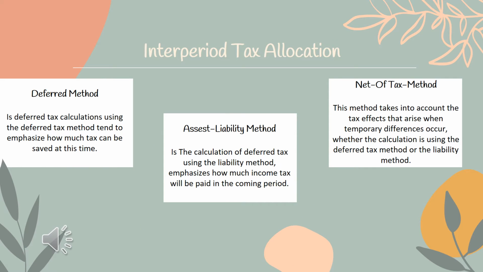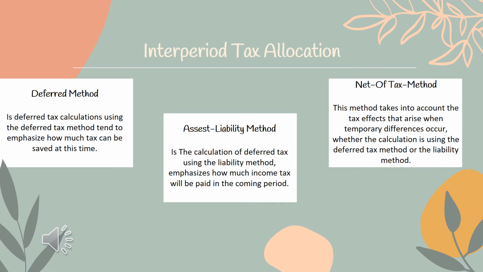Next is inter-period tax allocation. There is 3 kinds of tax allocation. The first is deferred method. Deferred method is deferred tax calculation. Using the deferred tax method tend to emphasize how much tax can be saved at this time.